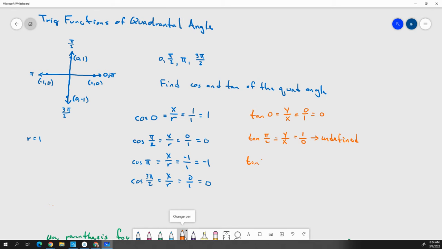Then we go to tangent of pi, which again is y over x, which is going to equal, well, here my x is negative 1 and my y is 0, so I have 0 over negative 1, which just equals 0. Notice 0 on top equals 0, 0 on the bottom equals undefined. And last but not least, we have our tangent of 3 pi over 2, which is again y over x, which in this case, our y is negative 1 and our x is 0. And so we are again left with undefined.